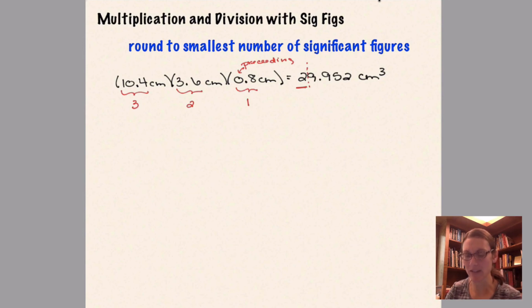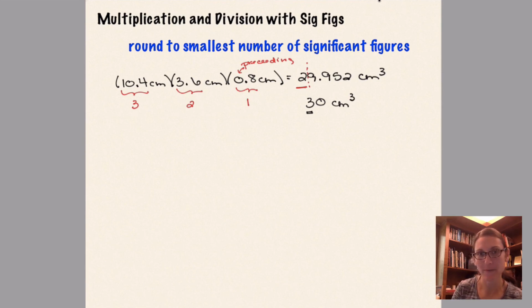So I need to round to this tens place. I'll look at the number past it, and 9 is definitely above 5. And so I'm going to round up. And so this is going to be 30 cubic centimeters. Please note that this does only have 1 significant figure because I didn't add a decimal place to that value. So it's just 30 cubic centimeters.